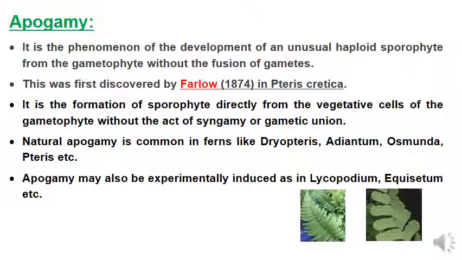Apogamy can take place in two ways. Either naturally it takes place, such as in Dryopteris, Adiantum, Osmunda, and Pteris plants, which are common in these plants. Dryopteris plants I have shown already in the diagram. Adiantum also I have shown in the diagram, where you can see that these are the plants where natural apogamy takes place. But this apogamy phenomenon can also be induced experimentally, or we can conduct that in the laboratory in plants such as Lycopodium, Equisetum, the last two groups, Sphenopsida and Lycopsida.